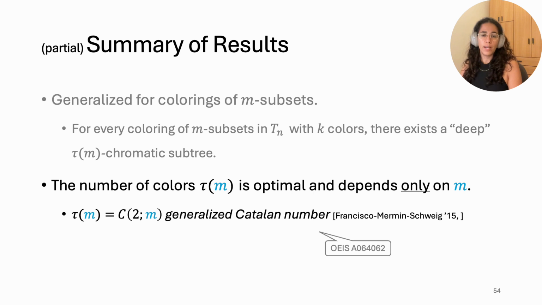Also, we show that tau_m is in fact equal to the generalized Catalan number, which is a known integer sequence.